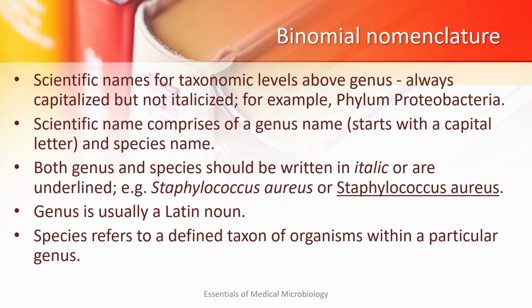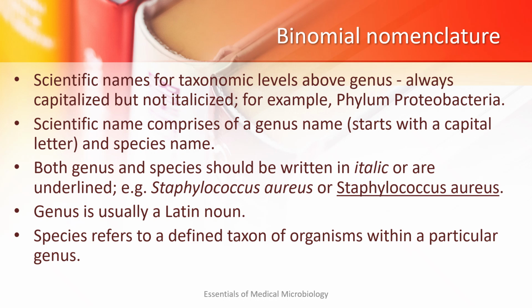For example, phylum Proteobacteria. A scientific name comprises a genus name, which starts with a capital letter, and the species name. If you are writing a genus name, it should start with a capital letter and the species name should be in small letters. Both genus and species should be written in italics, or they need to be underlined. For example, if you are writing in italics, no need to underline.